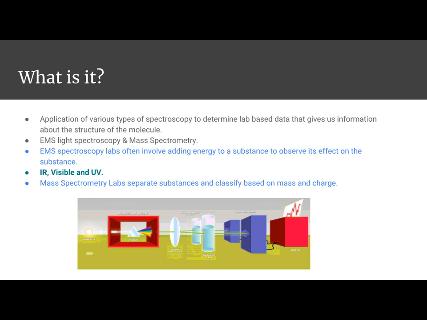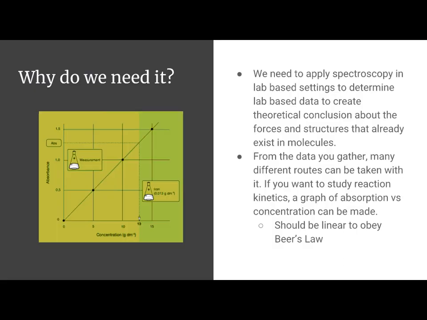So for example, with the beta carotene, you saw the conjugated bonds because of the certain energy of light that you added to it. And then for the mass spectroscopy labs, you separated substances, or classified them, or found out more about them just based on mass and charge when you put them through a mass spectrometer. So those are 2 different types of labs that you can create to determine the substance. So why do we need it? We need it to determine different data points to use in labs, typically involving Beer's law, so the concentration and absorbance of light.